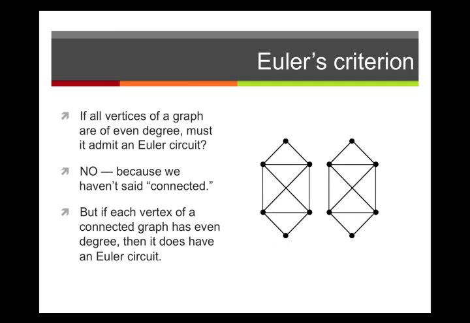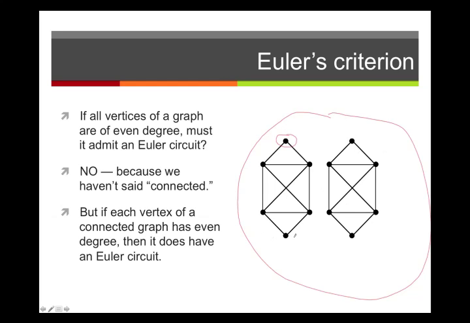And the answer to that is, well, no, not quite, because I haven't said connected. So here's an example. Look over here. And think of this as a single graph, just one graph. It happens to have two components. It's a disconnected graph. Now, all the degrees are even, but clearly this doesn't have an Euler circuit, because if you start, say, at this vertex here and have a path, you'll never use any of the edges over in this component. And vice versa, if you start at a vertex in this component, you'll never use the edges over here.